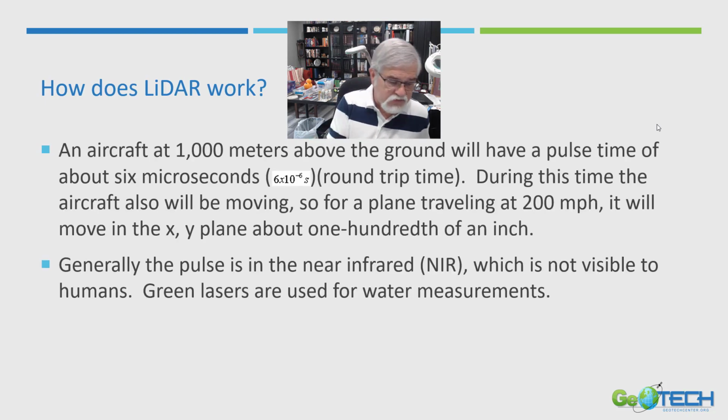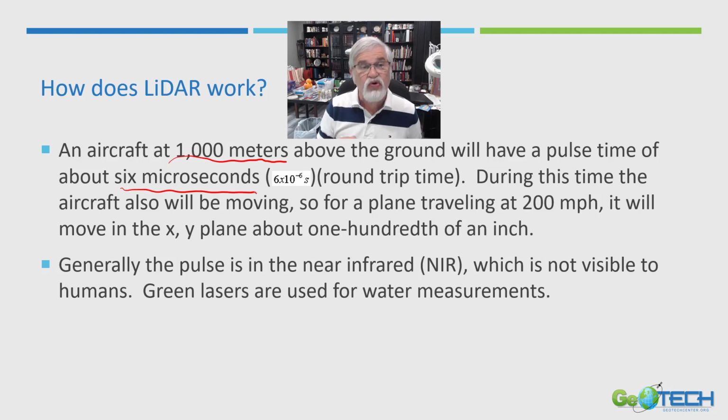So for example, if we have an aircraft that's at 1,000 meters above the ground and it sends out pulses, about 6 microseconds later that pulse will return. During this time the aircraft is flying, so it's moving forward. If it was moving forward at something like 200 miles per hour, the aircraft would move on the horizontal plane about 1/100th of an inch. So the aircraft's not moving a long distance from the time the pulse leaves the plane and comes back to the plane. Therefore, we can pretty accurately measure the distance to a spot on the Earth.